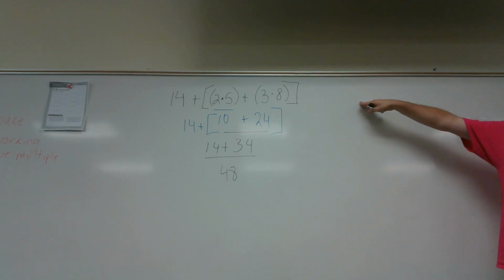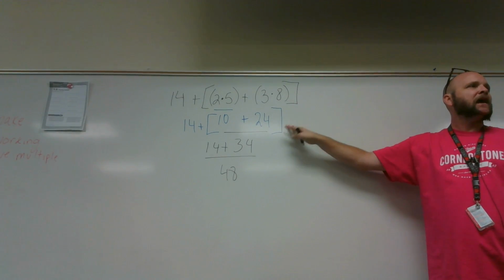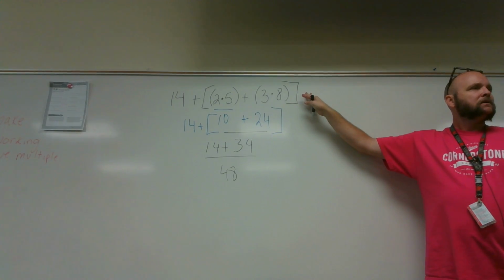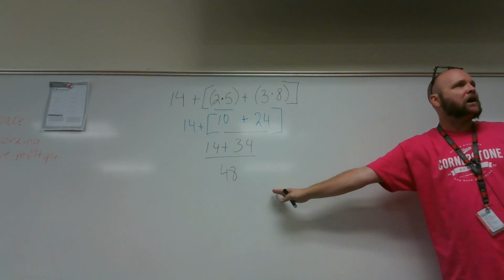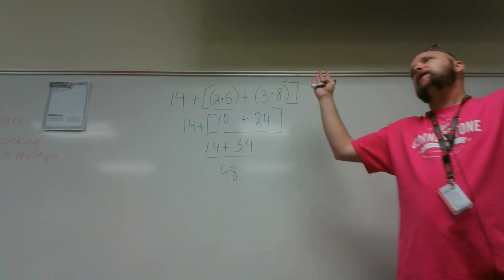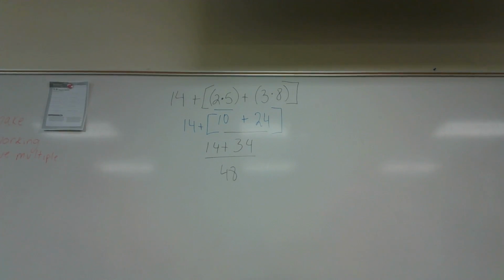Good. An equation would have an equal sign. This is an expression because it does not have an equal sign. Okay, so we simplified this problem and got 48. Simplify means to do all the work you can on that problem. Do all the work you can.